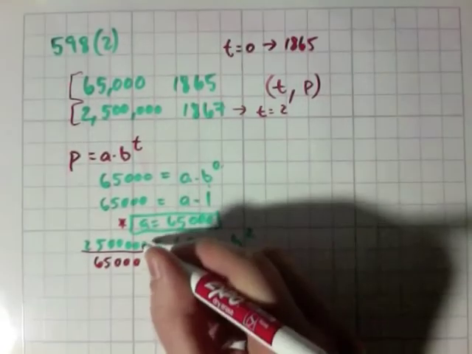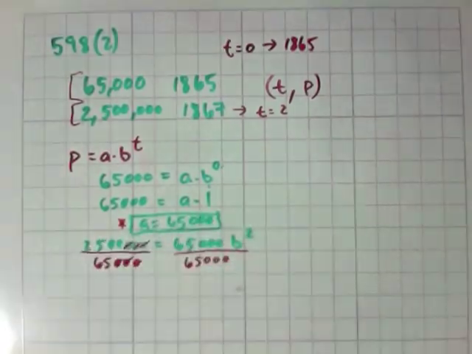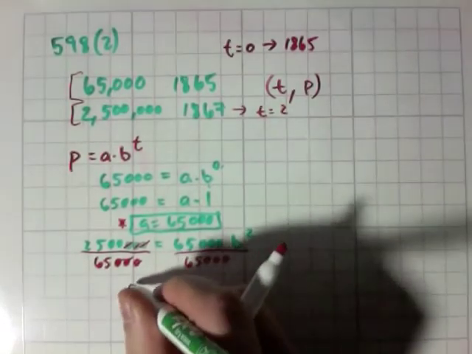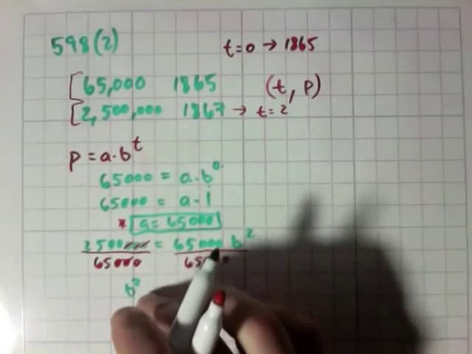And if I was doing this without a calculator, I'd recognize that I could cancel out some of these zeros. That's the same as 2,500 divided by 65. But fortunately, the work has already been done in the textbook for us. And I'm going to flip this equation around. B squared is equal to 38.46.